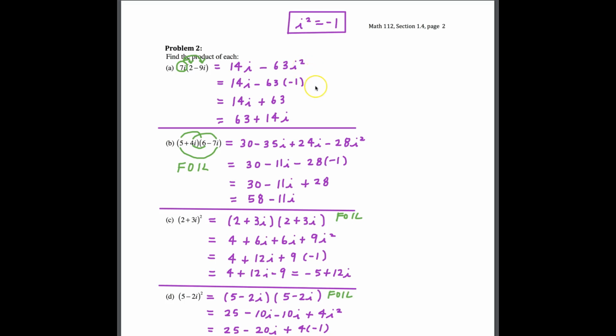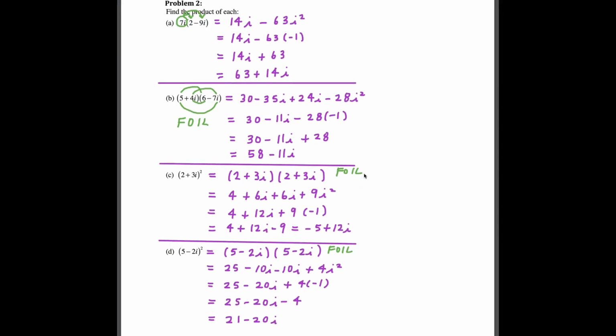Okay. The next step would be, well, we have to now use our definition. So we can't just leave it in terms of i squared because i squared is defined to be negative 1. So we have to replace it with negative 1. And then we can still simplify. So nothing happens with the 14i. We leave i as it is. We don't replace the i with the square root of negative 1. We just leave it as i, but we do have to replace the i squared. So it becomes 14i, and then negative 63 times negative 1 is a positive 63. Notice I'm going to write it in the form a plus bi, so I have to put the 63 first plus the 14i.